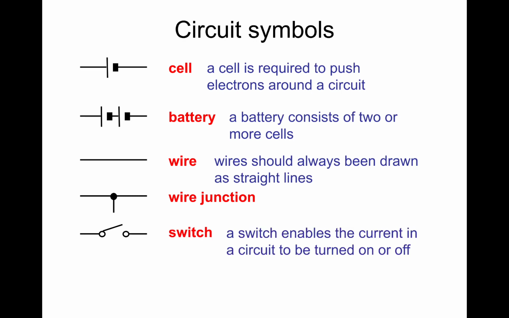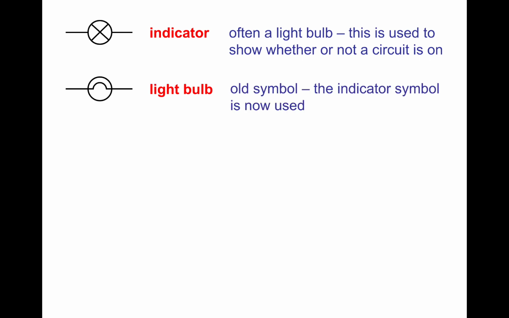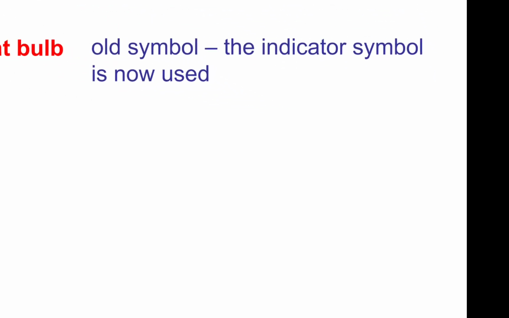This one's a switch. So switches enable the current in a circuit to be turned on or off. Remember to pause or rewind at any point if you want to write the symbols or notes down. So this is an indicator or a lamp or a bulb. This is the old symbol for a light bulb. So we use the indicator symbol now. But if you see that symbol, that's what it is. It just means light bulb or indicator.